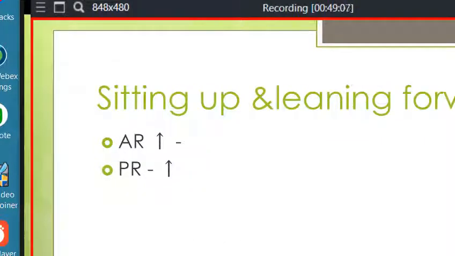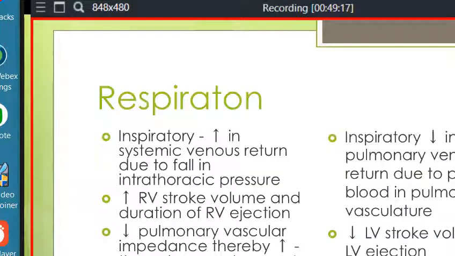So when you sit up and ask the patient to lean forward, all the regurgitant murmurs, predominantly the aortic regurgitation murmur and the pulmonic regurgitation murmur, are increased in intensity. Then we come to the different phases of respiration and how they change the intensity of heart sounds and the murmurs. We come to inspiration first.